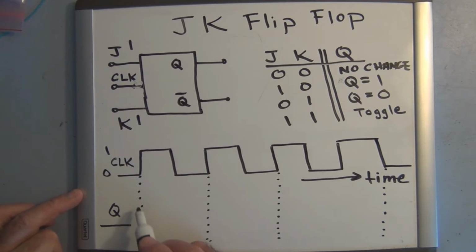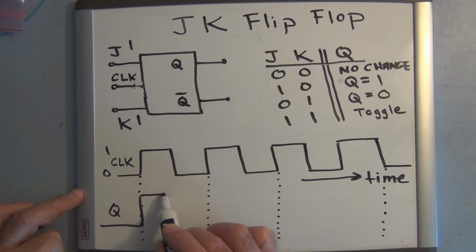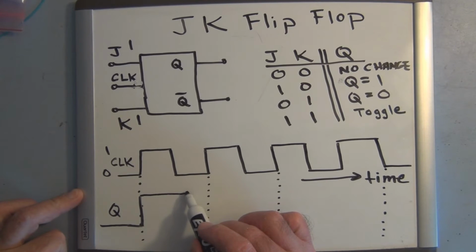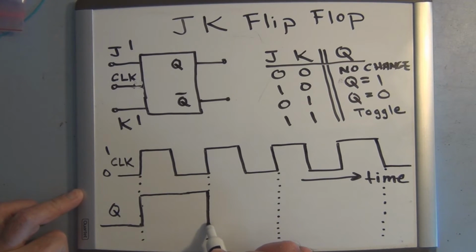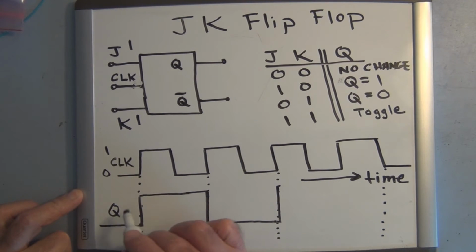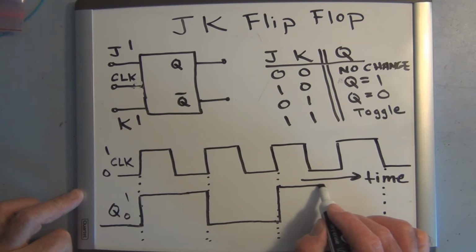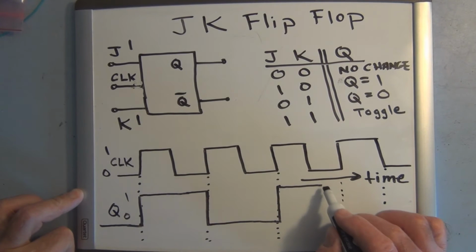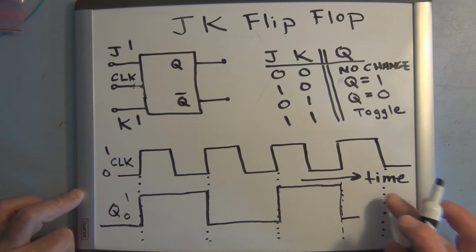If we start off with Q equal to 0, it will toggle on the leading edge of this clock pulse. So it is now a 1. On the next leading edge of the clock pulse, it will toggle to 0. So it is now 0. And on the next leading edge, it'll toggle back to 1 again. So this is 0 and 1. And on the leading edge right here, it'll toggle back down to 0.